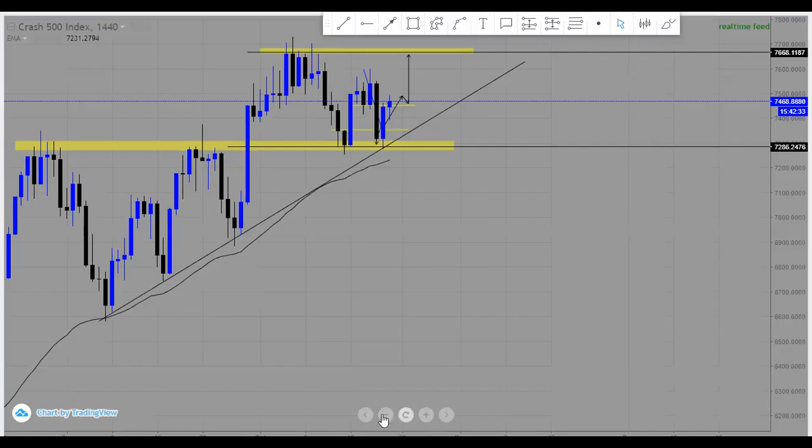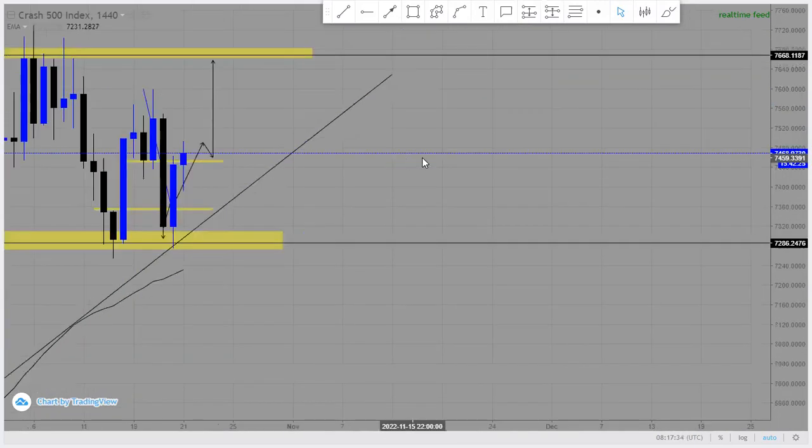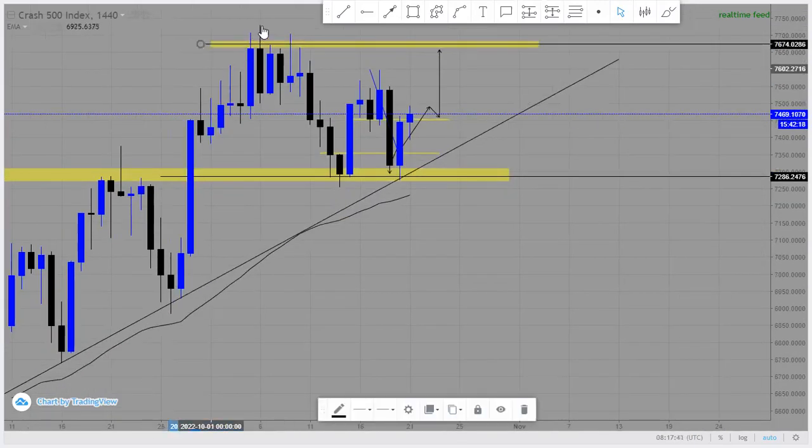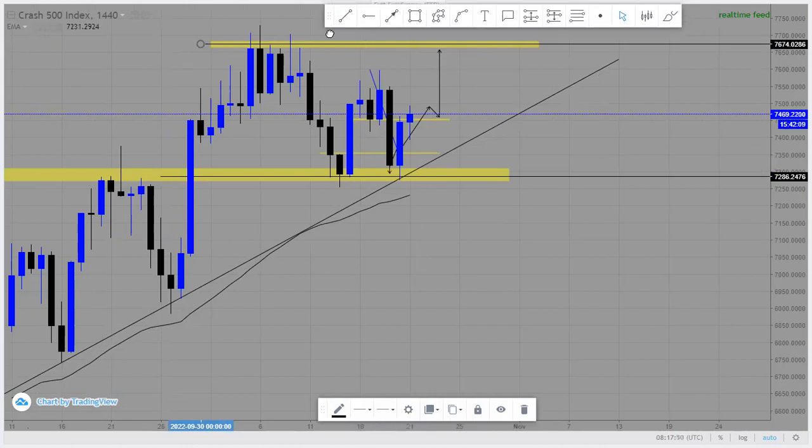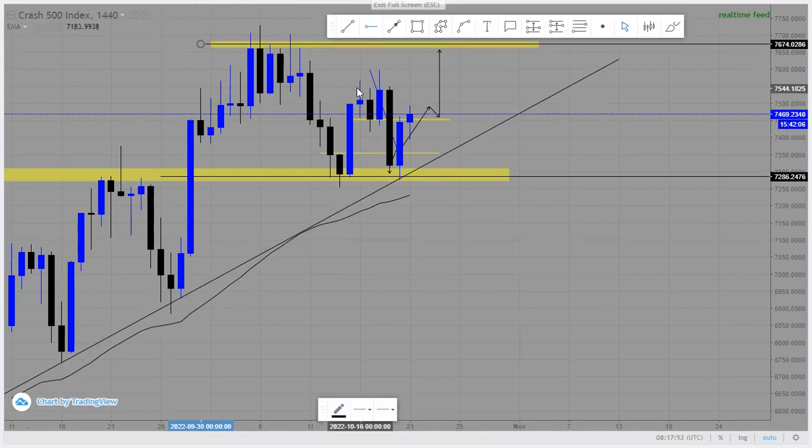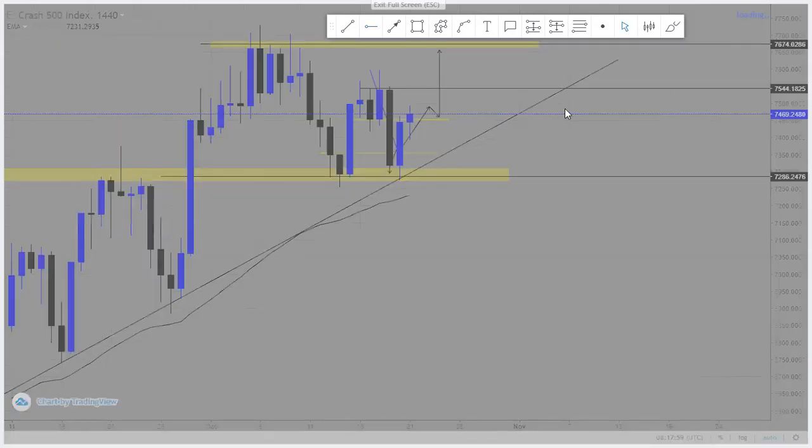Right. So for Crash 500, according to the daily time frame, the target we're targeting for the price is this recent high from yesterday. Another level that one might look at and consider is this mini resistance that is just there. That is a resistance that one can actually utilize to even scale in more trades for Crash 500.